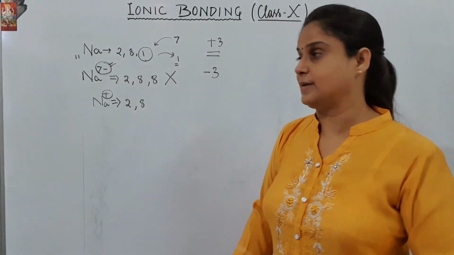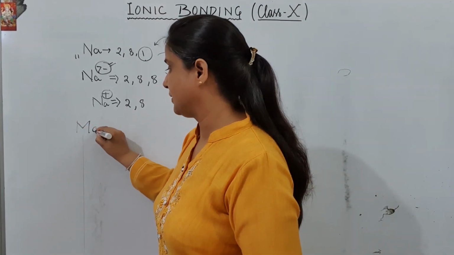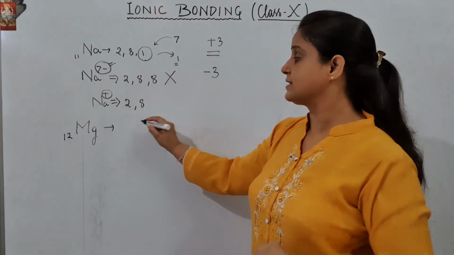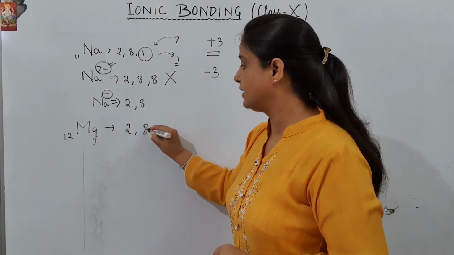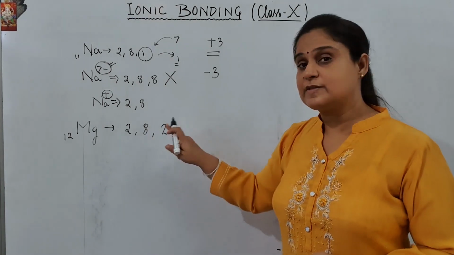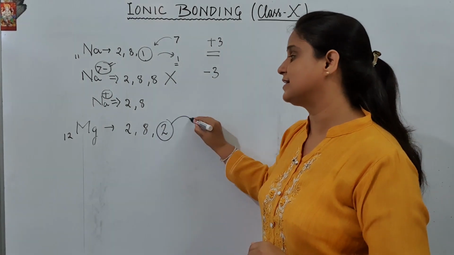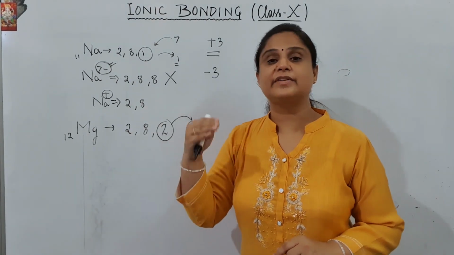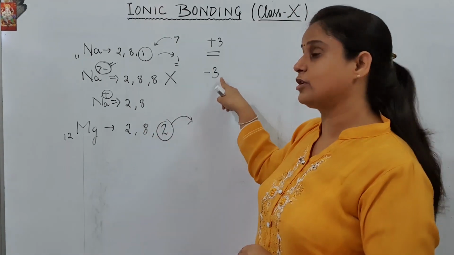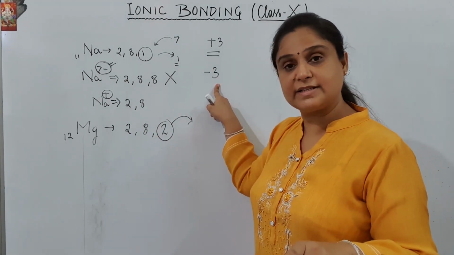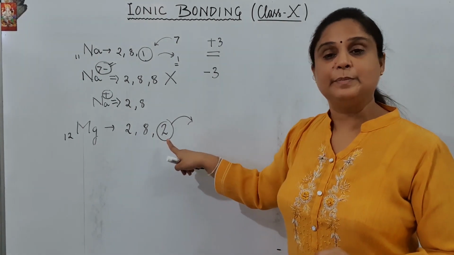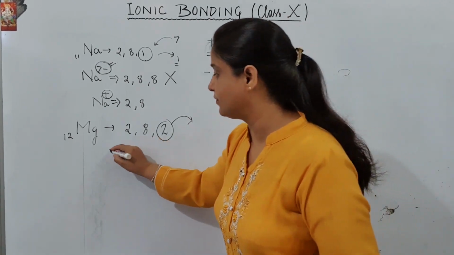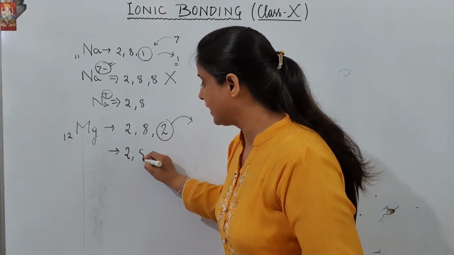Let me give you one more example here. This time I am taking magnesium. So what is magnesium? Magnesium is 12 and it has configuration 2, 8, 2. Just because it has 2 electrons in the outermost shell, it has a tendency to lose 2, because it cannot gain 6. If it gains 6 it will get 6 minus, and practically it is not possible to get more than minus 3 charges. So what will magnesium do? Magnesium will give its 2 electrons, and when it loses its 2 electrons, the configuration will become 2 and 8.